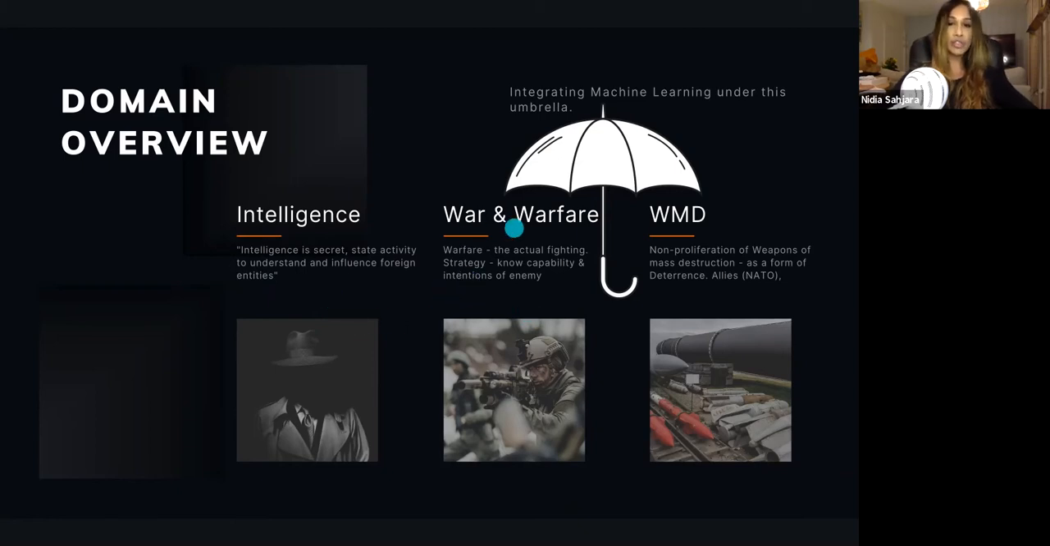We use them interchangeably, but usually warfare is the actual fighting bits. But with intelligence, you want to focus a lot on the strategy. And in the strategy, you want to always have in the back of your mind the capability and the intentions of your enemy. But it's more difficult to use intelligence to figure out the intentions because, what is someone thinking? But you want to know the capability. And that brings us to weapons of mass destruction.